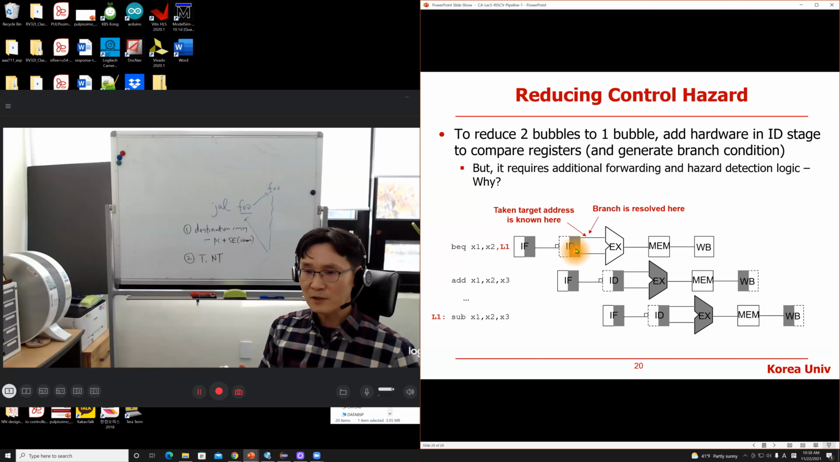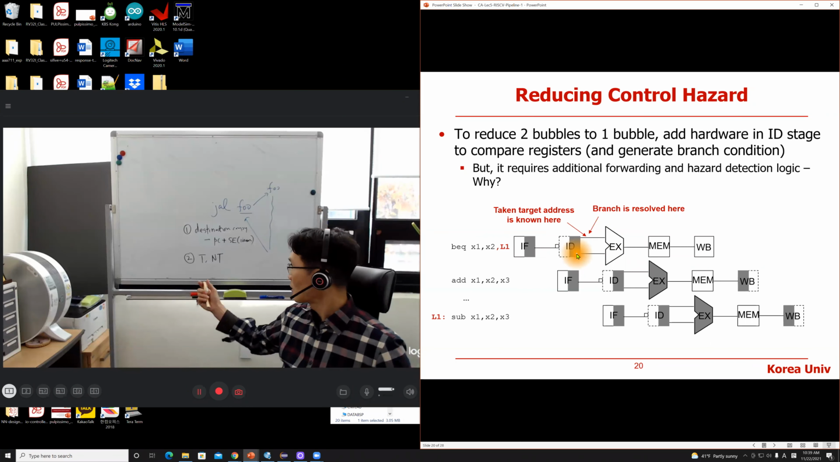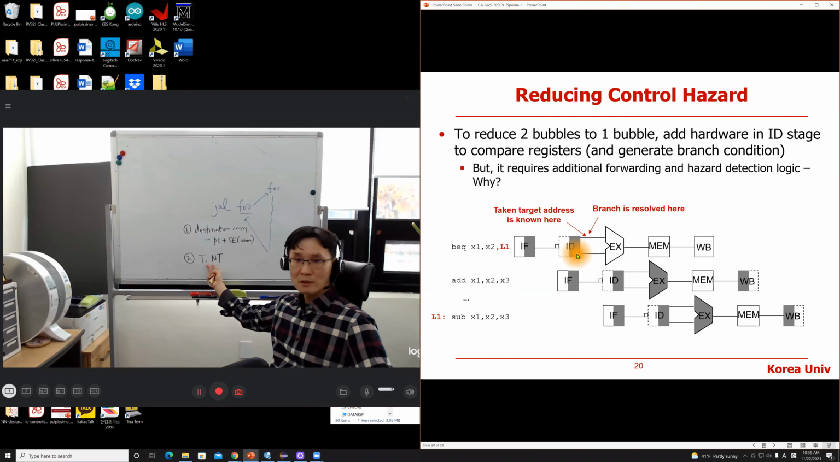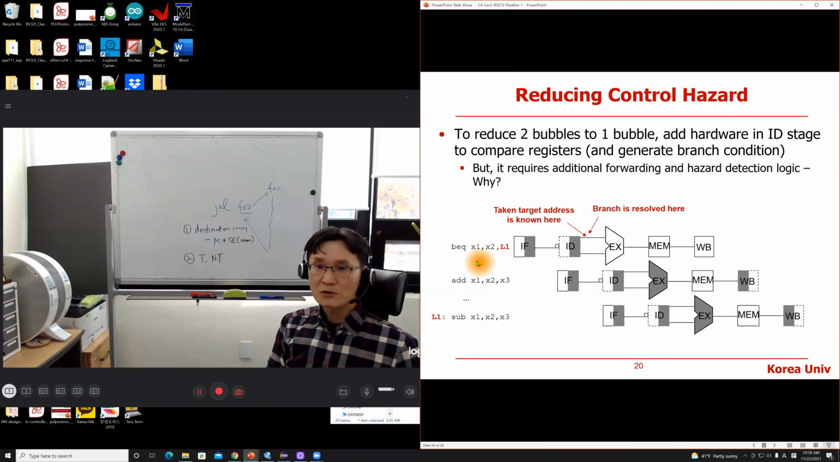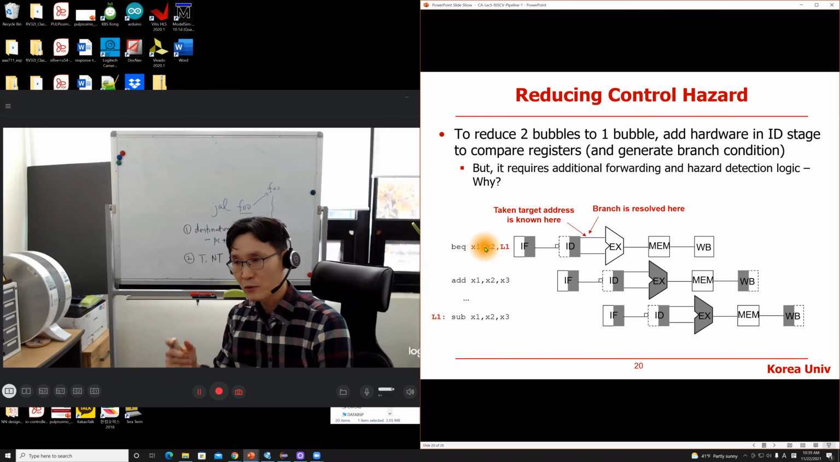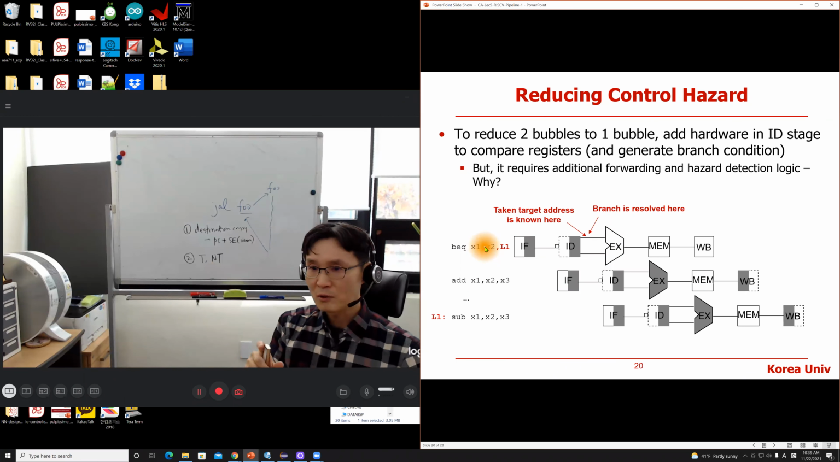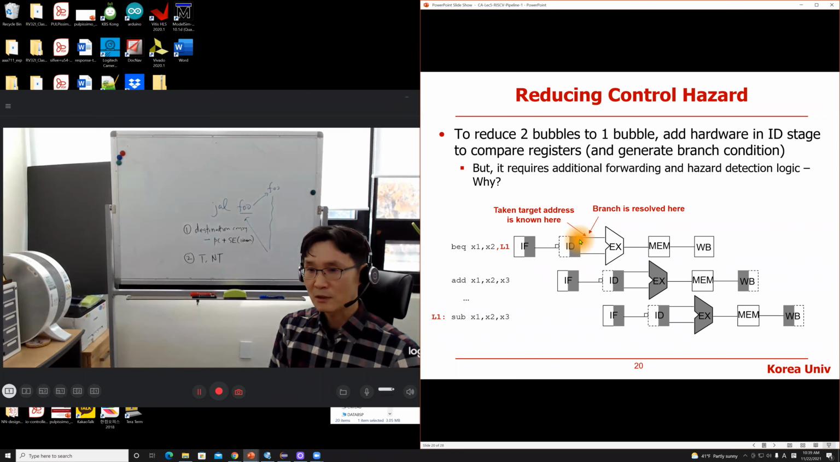But nothing is free, right? You have ALU in execution stage, but in decoding stage, you don't have ALU. Then how come you resolve? How come you compare these two registers? So nothing is free. You have to add some hardware component. You need to add adder in decoding stage, or comparator.